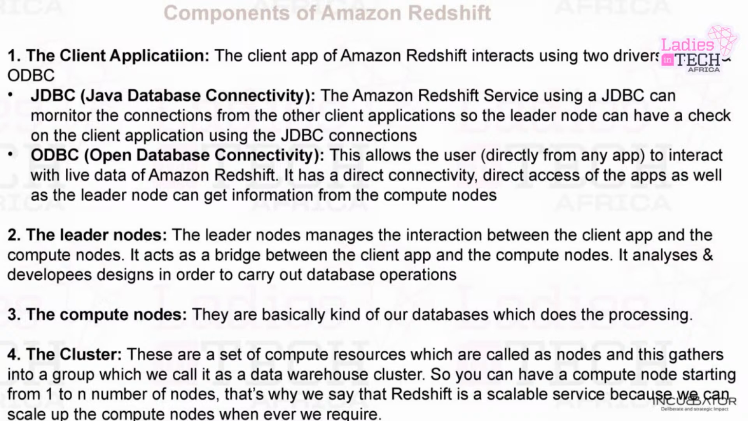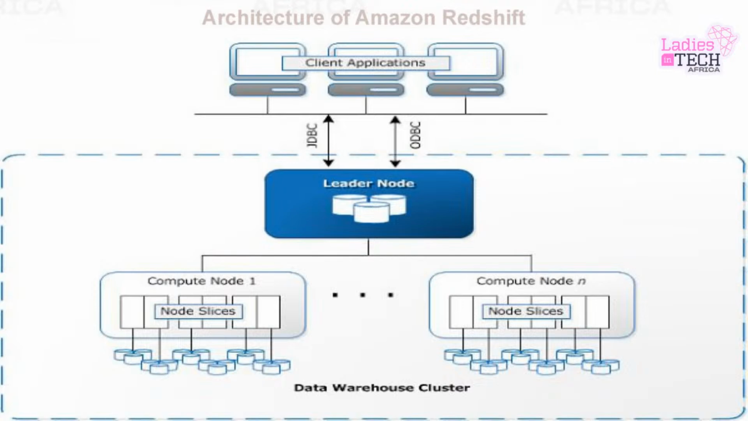Now, the ODBC allows the user directly from any app to interact with live data of Amazon Redshift. It has a direct connectivity, direct access of the apps, as well as the leader node can get information from the compute nodes. Let me make this very, very simple. The client application is able to have access through this leader node using the JDBC. Now, when it wants to receive information back, or receives the data back, whatever it has sent a request for, it does not need this JDBC again. It's through this ODBC.